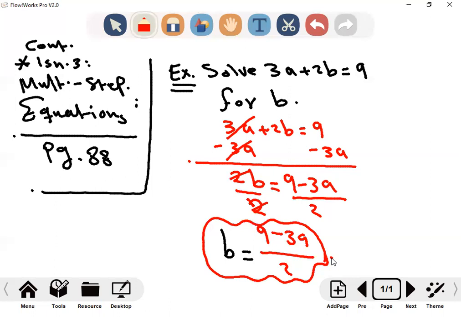Write it and let's solve the check. This example is not in your book, so try to copy it. It's an extra example about this idea.